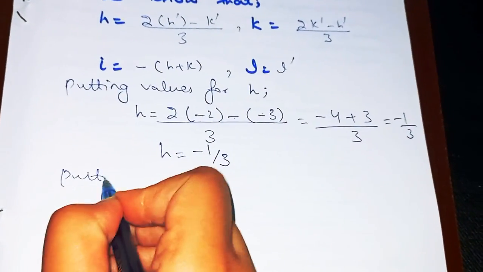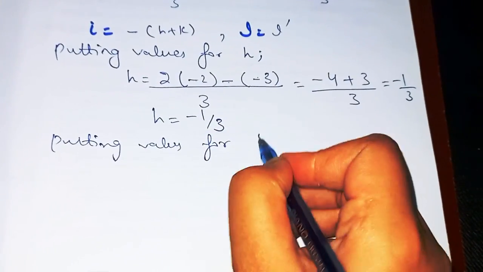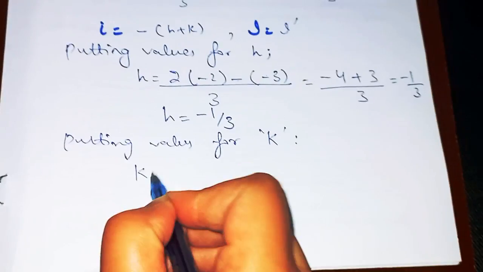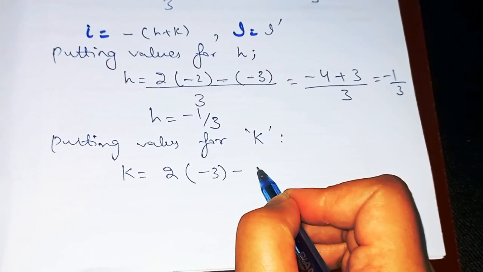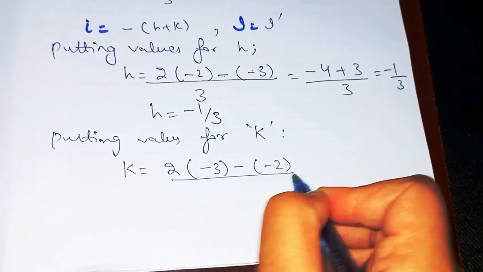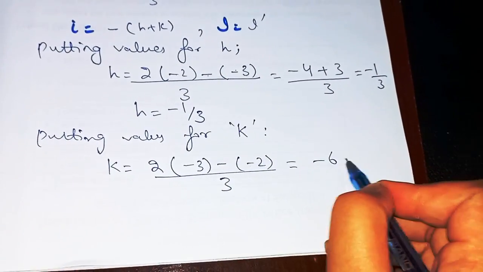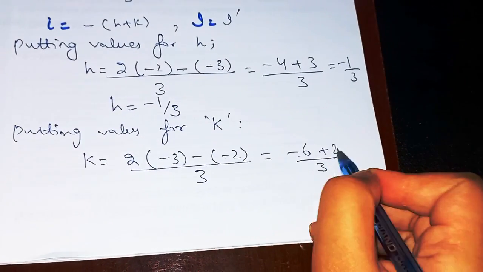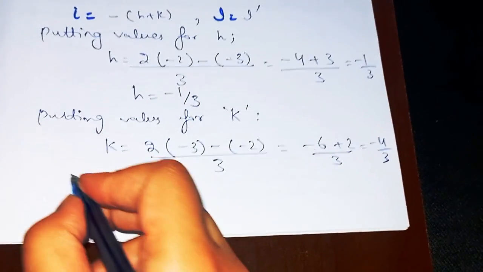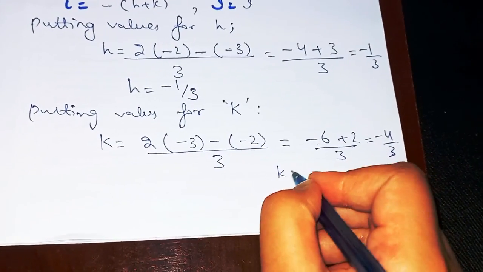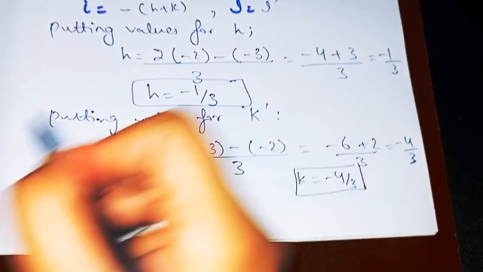And putting values for k, k equals 2k prime, k prime is -3, minus h prime, which is -2, divided by 3. It's 2 3s are 6, -6, minus minus is plus 2, divided by 3. -6 plus 2 is -4 divided by 3. Okay, so k equals -4 divided by 3 so far, not final.